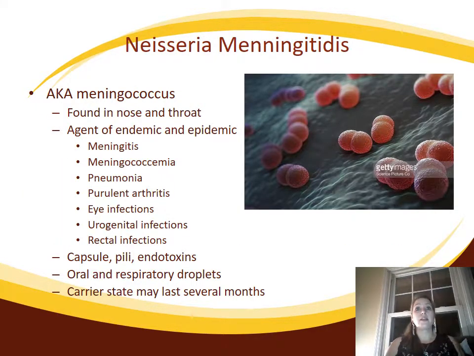Neisseria meningitidis, aka meningococcus, is found in the nose and throat, and it causes all kinds of things. You've got endemic and epidemic meningitis, meningococcemia, pneumonia, purulent arthritis, eye infections, urogenital infections, and rectal infections. It is also very virulent because it has a capsule. It does have pili, making it motile, and it does have endotoxins.